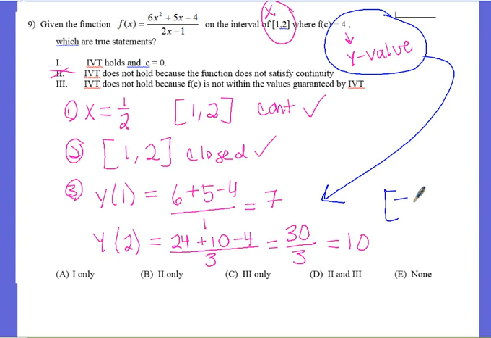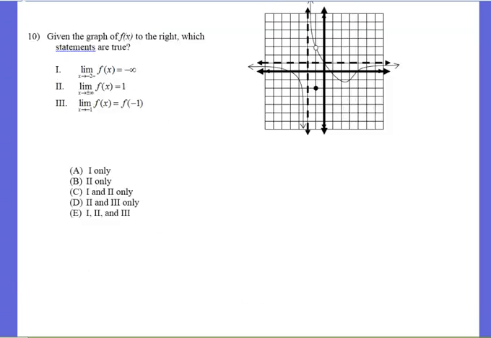The range is from 7 to 10. 4 is not within that range. Therefore, 3 is true. It doesn't hold, so 1 can't be true. Therefore, the answer is C. Those are the steps. Number 10.